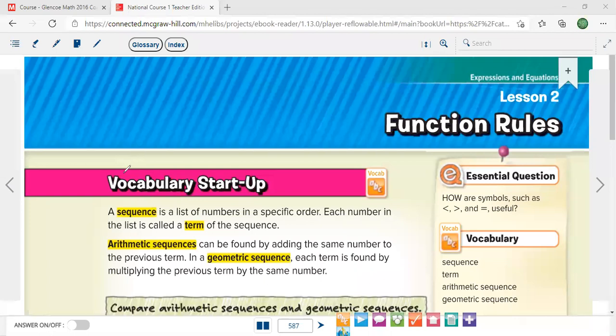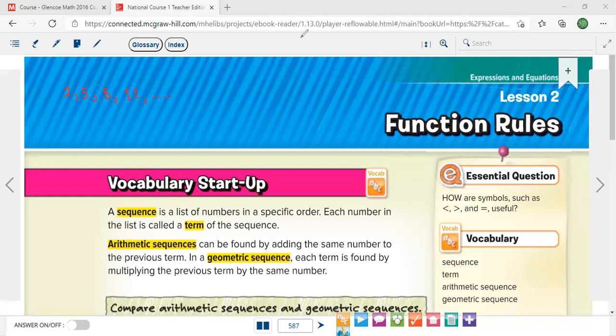Some new terms. A sequence is a list of numbers in a specific order. Each number in the list is called a term of the sequence. For example, if I have this sequence 2, 5, 8, 11, and so on, this is a sequence. It has a certain pattern.